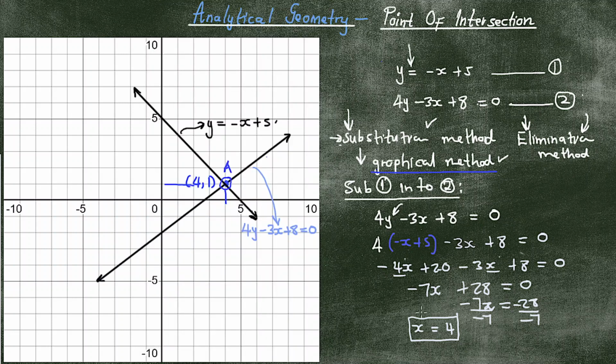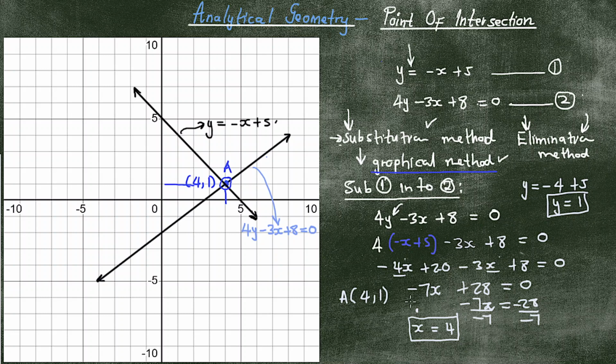It's 4. Okay, now that I have x, I'm going to substitute it into the first equation. So y now becomes minus 4 plus 5, so the answer becomes plus 1. So the coordinates of A, the point of intersection, are 4 and 1.